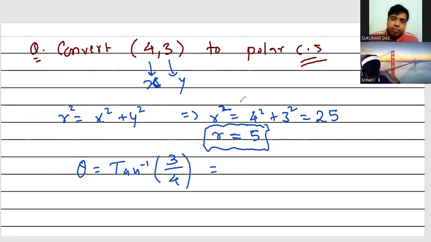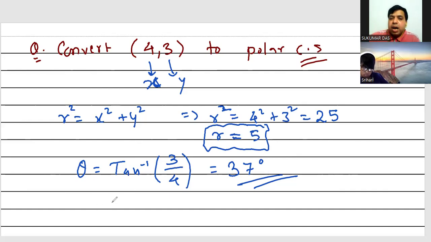Can you type that in your calculator? You will get to know whether it is in degree or in radian. My calculator is in radian, but I don't know how to set it to degrees. Anyhow, we will discuss this after some time. Okay, it will come to 37 degrees.